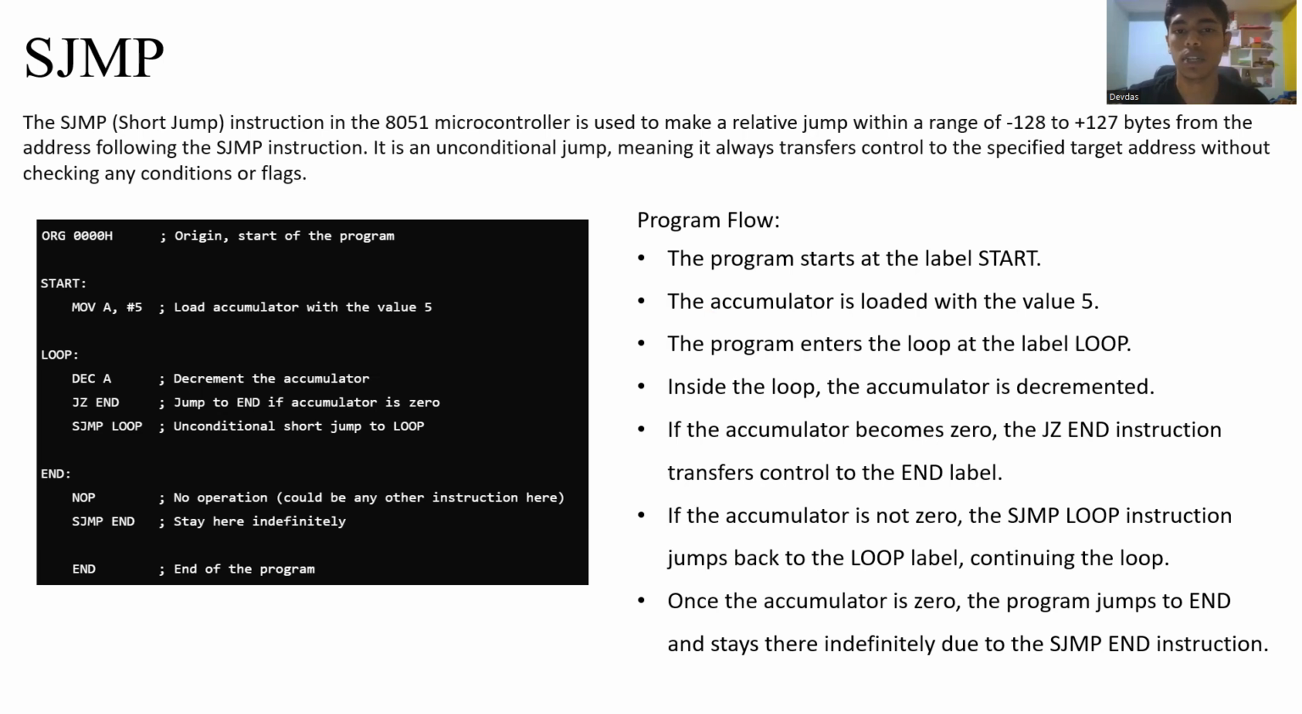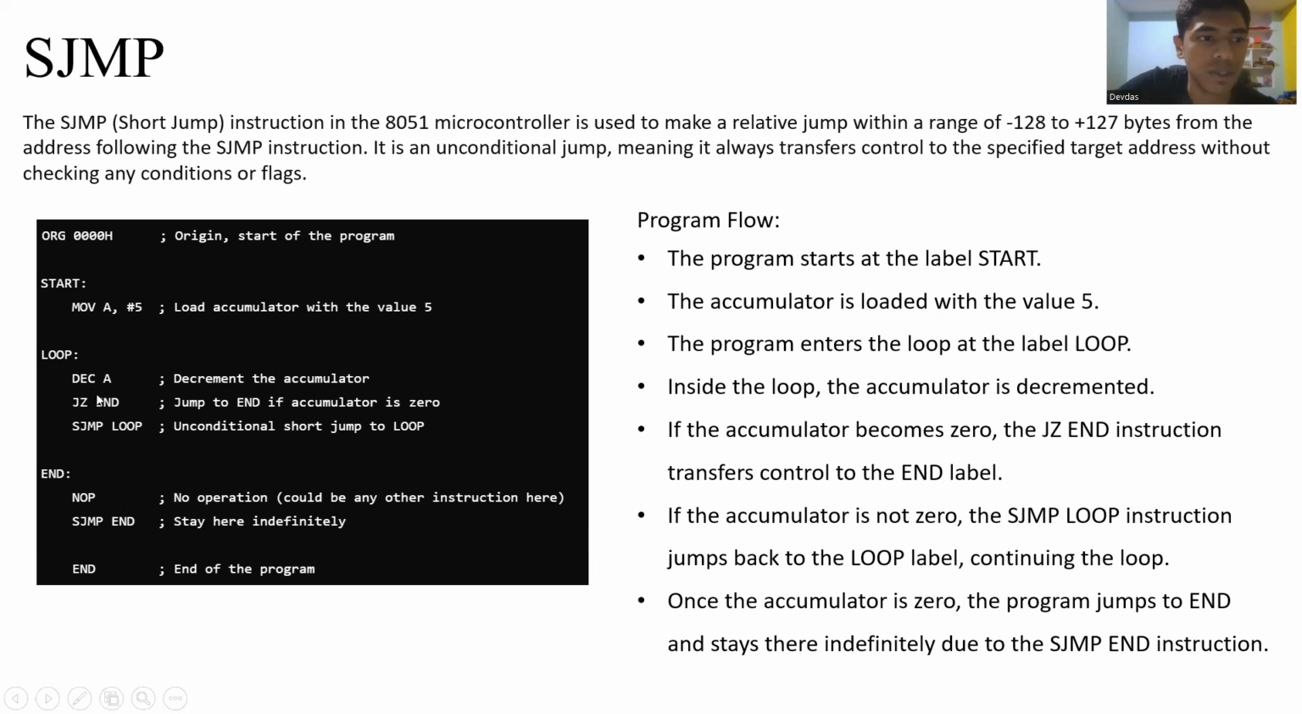It is an unconditional jump, meaning it always transfers control to the specified target address without checking any conditions or flags. Flags, or status flags, are the results of an instruction or an operation. So once an instruction or an operation is executed, the flags are like a default output from the microcontroller side, which defines the status of the instruction. So whatever the status of the flags might be, SJMP will transfer its control to the specified target address.